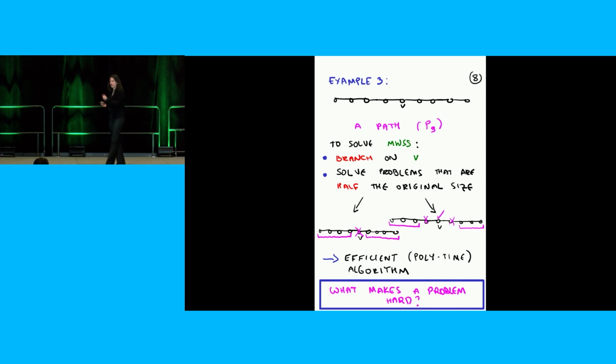So I'm going to pick the middle vertex, right? It's a 9-vertex path. It has a vertex in the middle. And I'm going to what's called branch. So what does it mean? Branch, it means I'm going to do 2 cases. Case 1, when I'll examine all stable sets that contain this vertex. And case 2 is when I examine all stable sets that don't contain this vertex.